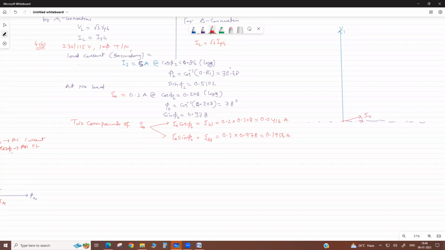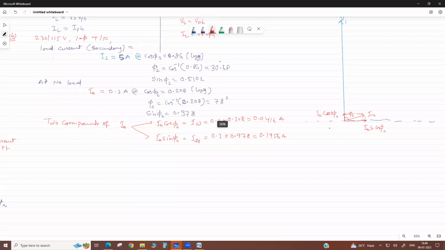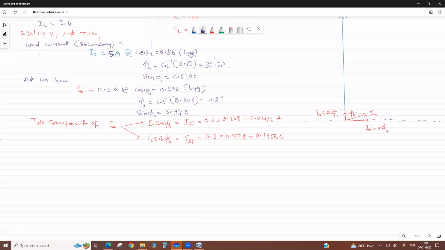Now it has two components here and here. This angle is phi naught, correct? So it is I naught sin phi naught, and this is I naught cos phi naught. Please remember. This two components we calculated now. This is your I omega, this is your I mu, the magnetizing current. It produces the flux in the core, magnetic flux.